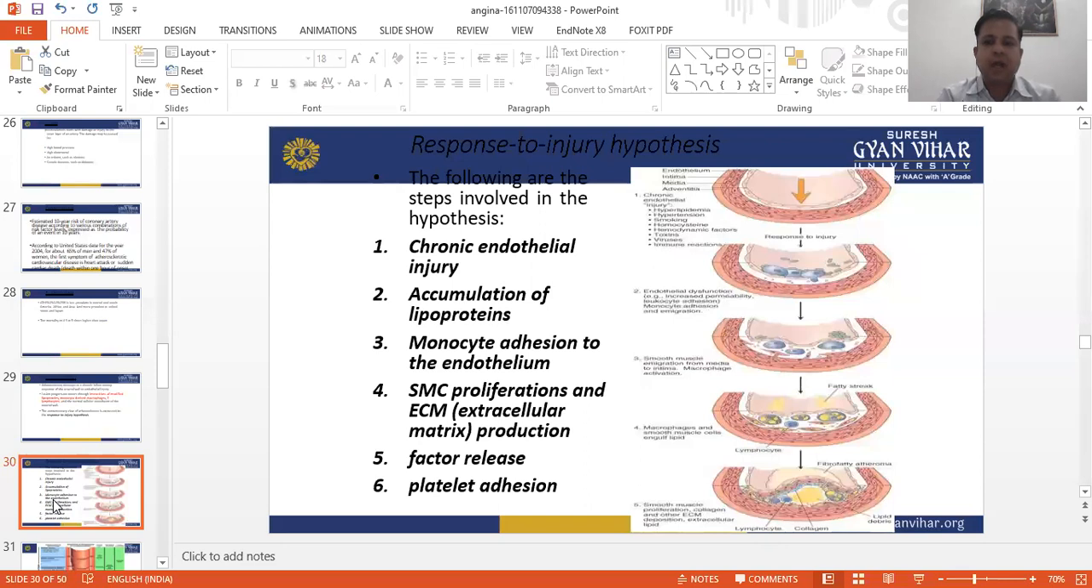The following are steps involved in the hypothesis: chronic endothelial injury, accumulation of lipoproteins, monocyte adhesion to the endothelium, SMC proliferation and ECM (extracellular matrix) production, factor release, platelet adhesion.